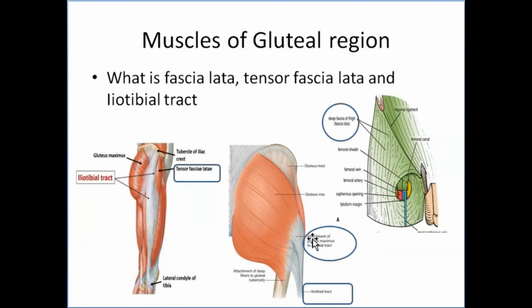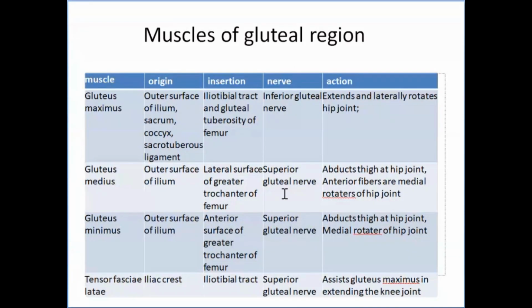So here again you can see this is the iliotibial tract, which is receiving some of the fibers of the gluteus maximus, and the remaining fibers of the gluteus maximus are going to the gluteal tuberosity. Here you can see both the fibers of the gluteus maximus and both its insertions. So now the tensor fascia lata is clear.